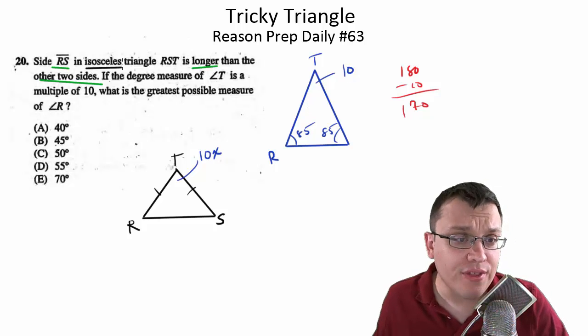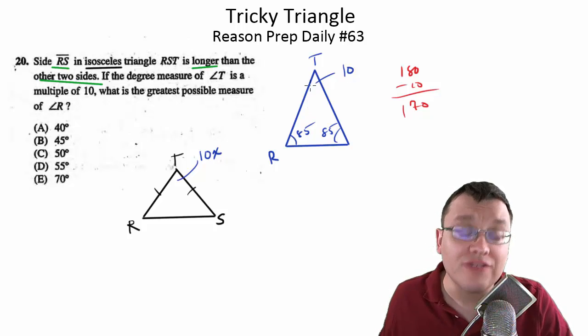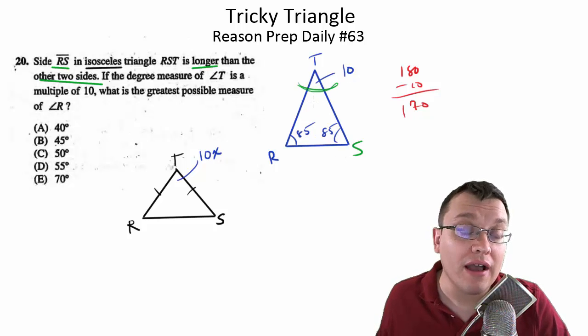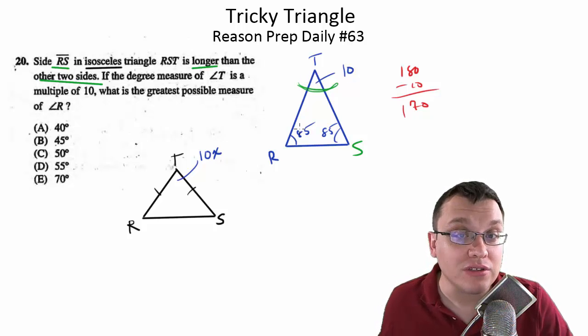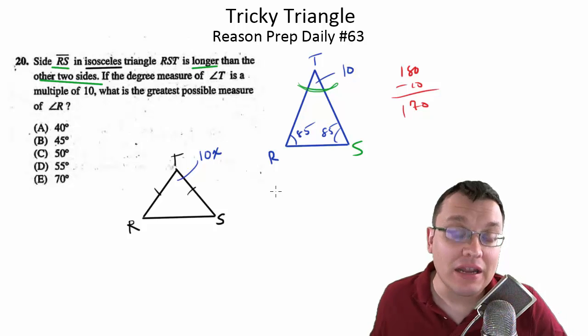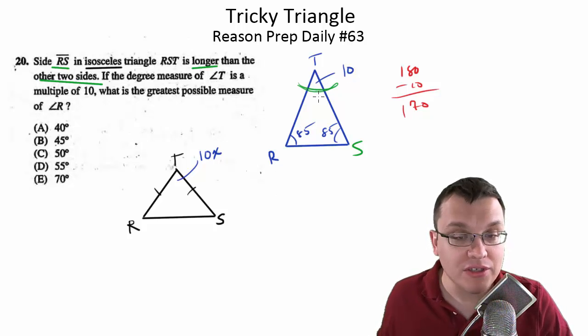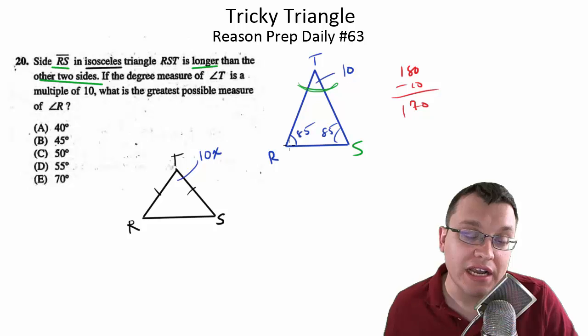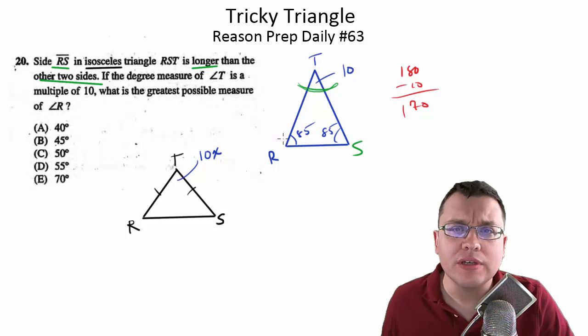So why does it matter that RS is longer than the other two sides? If RS is longer than the other two sides, then the angle across from RS, in other words, angle T, has got to be bigger than all the other angles in the triangle. So you can't set this up here. We can't set this as 10, 85, and 85, because 10, obviously, is a very small angle compared to 85 and 85. So what can we do instead?